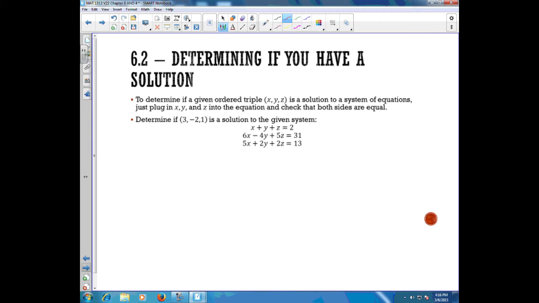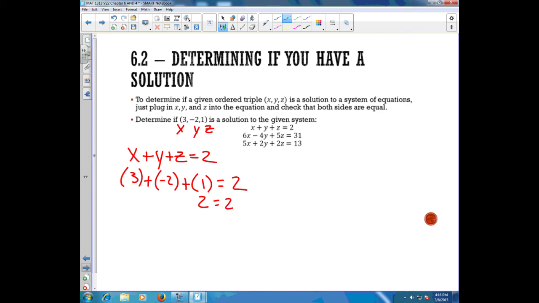The first equation, we have x plus y plus z is equal to 2. We want to determine if the ordered triple 3, negative 2, and 1, so that's x, y, and z, is a solution to the given system. So x is 3, y is negative 2, and z is 1. 3 plus negative 2 is 1. 1 plus 1 is 2. We get 2 equals 2. And the first one's okay.